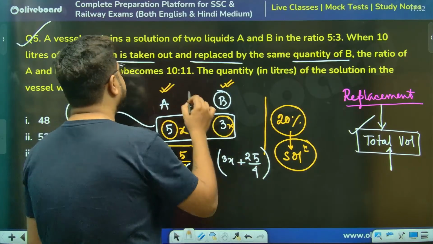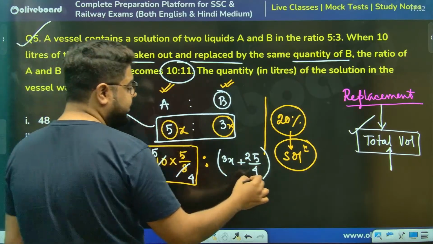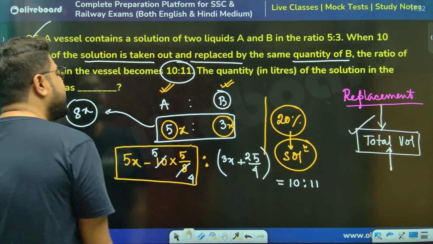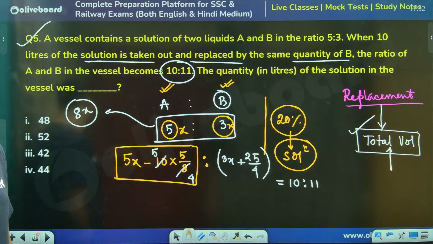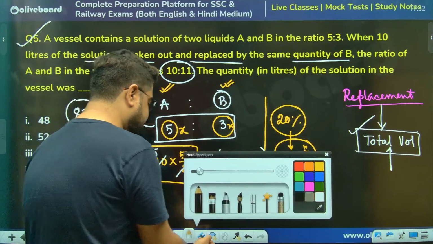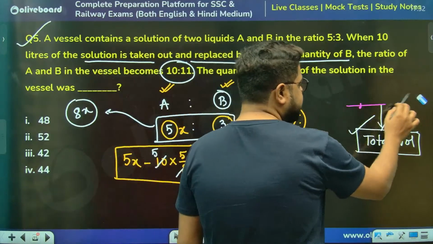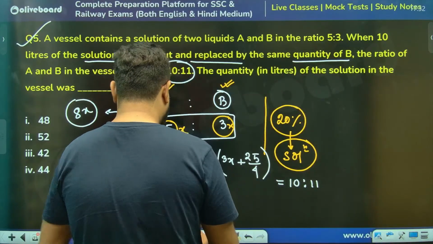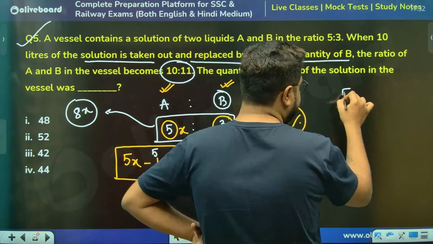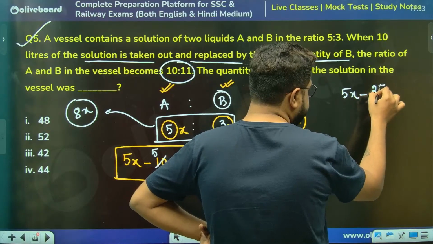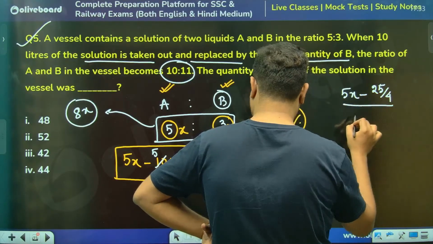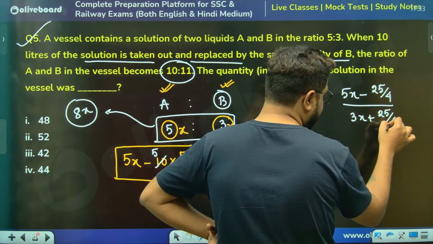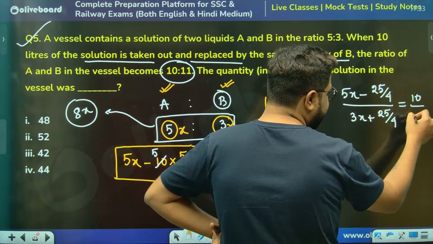This ratio is given as 10:11, sir. We can figure out the value of x from here. Very simple words, we can figure out the value of x. Let's do it, sir. So this is 5x minus 25/4 divided by 3x plus 25/4. It is equal to 10 divided by 11.